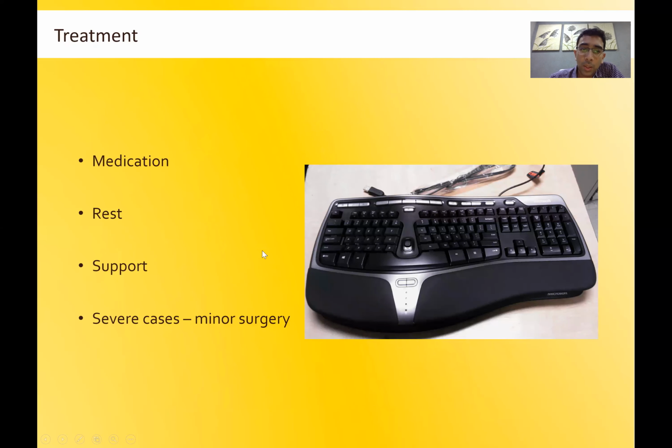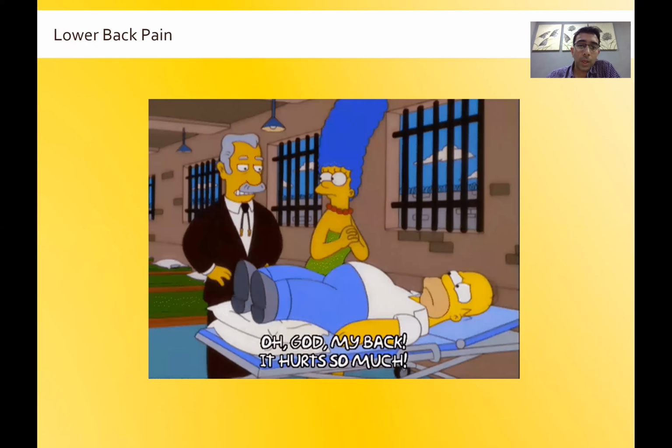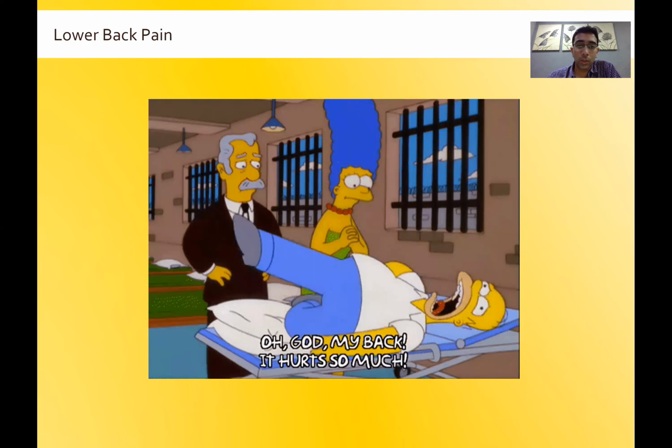So what is the treatment? Medication again to reduce the pain for the time being. Rest is very important for the wrist once you start getting pain. Support, you have some nice keyboards like this with good wrist support. And in severe cases, a minor surgery may be required where they release that transverse ligament to free up the nerve. Now let's move on to the next thing, which is the lower back pain.